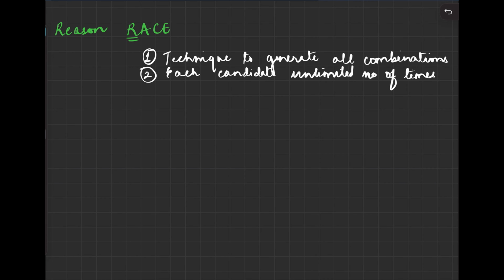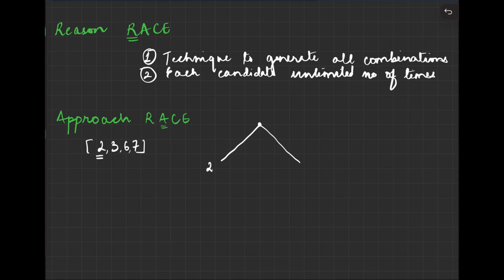So now we're looking at the approach section. Approach is the A of the RACE framework. So let's look at the technique to generate combinations. Now this is a very fundamental technique. Given our example 2, 3, 6, 7, so that's the list of candidates that's given to us. What we do is that at each stage we decide either to use the first element, in this case it's 2, or we do not use the first element, and that's precisely the choice we'll make at each node.